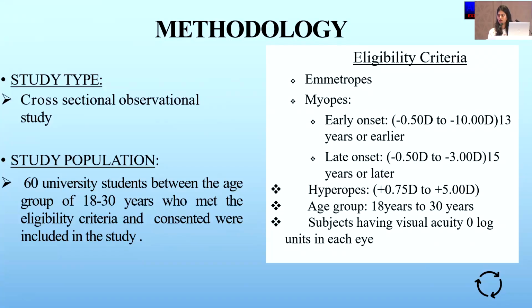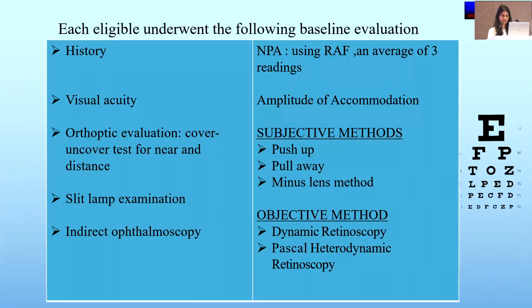who met the eligibility criteria and consent was taken. The eligibility criteria are emmetropes, myopes with early onset, minus 0.5 diopters to minus 10 diopters, 13 years or earlier, late onset, minus 0.5 diopters to minus 3 diopters, 15 years or later, hyperopes, an age group between 18 years to 30 years, and subjects having visual acuity 0 log units in each eye. All the history was taken, visual acuity measurement was done.